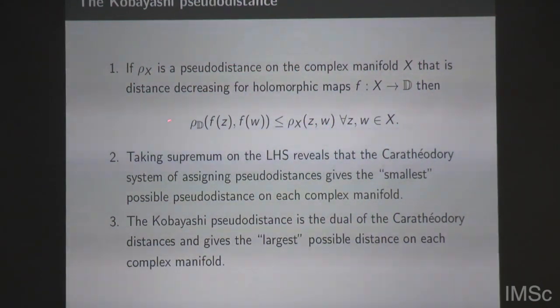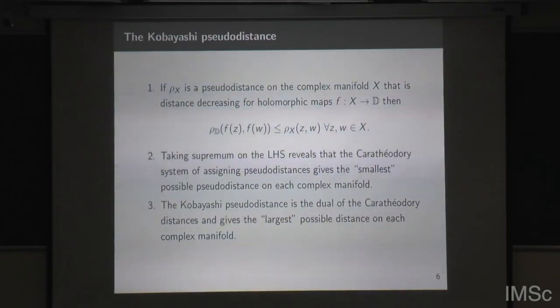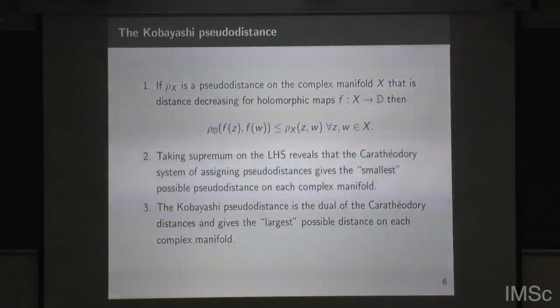Now what you do is on the left hand side you take the supremum over all possible holomorphic mappings. Then it's clear that what you get on the left hand side is nothing but the definition of the Carathéodory pseudo distance, right. So what this says is that the Carathéodory pseudo distance is in some sense the smallest possible distance you can put on a complex manifold such that the holomorphic mappings become contractions, and that is why it is turning out to be identically 0 in many cases.